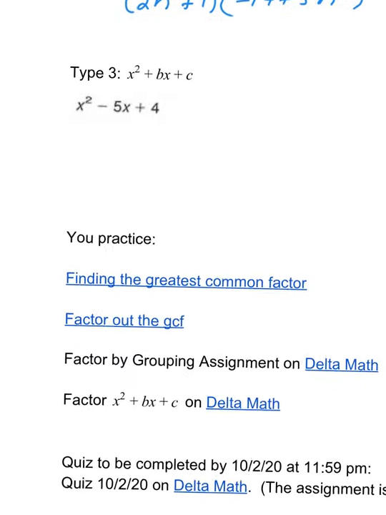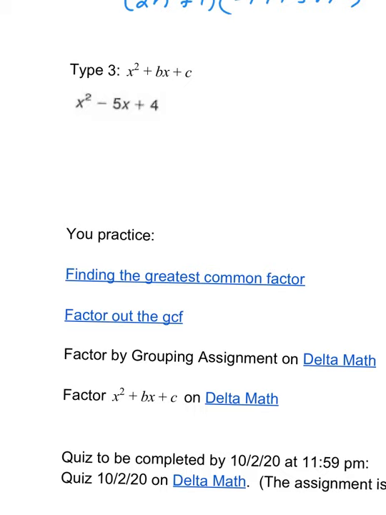Type 3. This is the type we saw yesterday. You're looking for two numbers that multiply to make this 4, and they also have to add to make this negative 5. You have to think about these two numbers, what two numbers multiply to make 4, but add to make negative 5. And this would be negative 4 and negative 1.